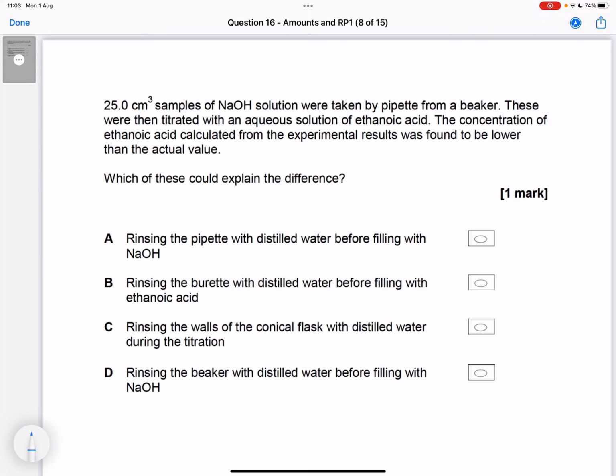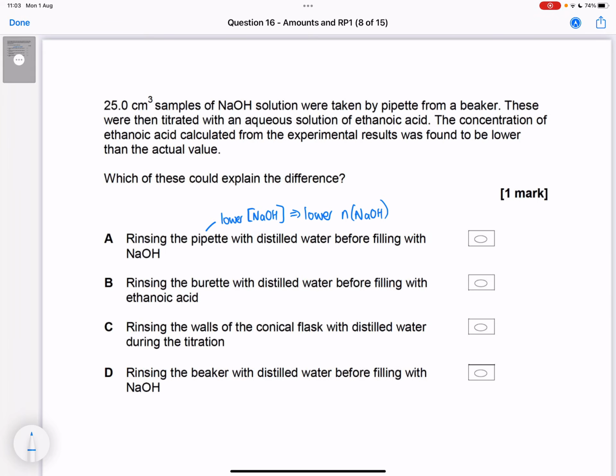So if we rinse the pipette with distilled water, what would that do before filling it? So then we didn't re-rinse it with the sodium hydroxide. This would lower the concentration of the sodium hydroxide, which would then in turn lower the moles of sodium hydroxide transferred into the beaker, which would mean that we would need, if we've got lower moles, less ethanoic acid than we should do to titrate it.